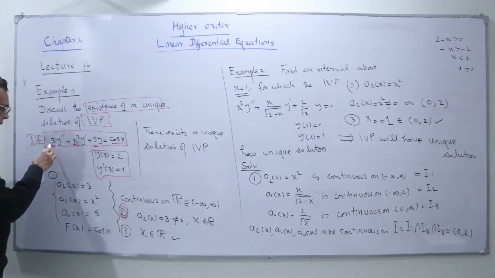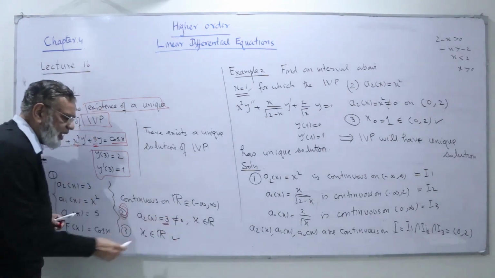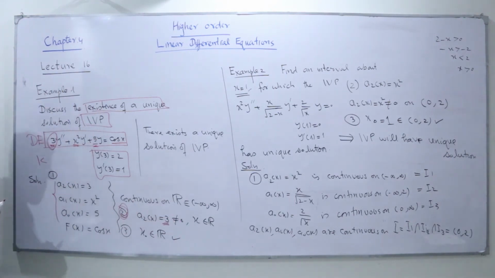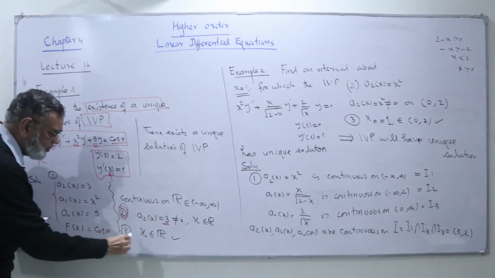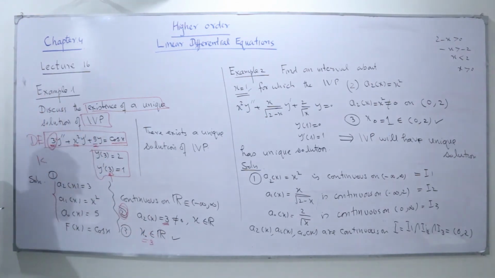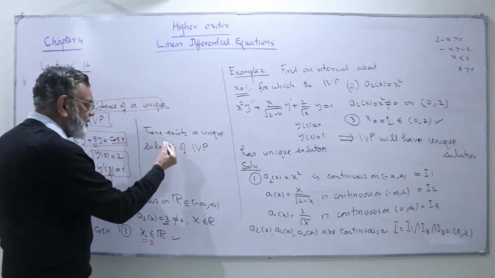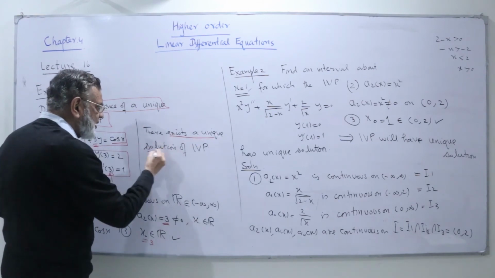So we have a2 of x equal to 3, and this is not equal to 0 for any value of x. Condition 3 was that x0, which is equal to 3, must be in the interval. Yes, it is in the interval. So we say that for the initial value problem, there exists a unique solution.